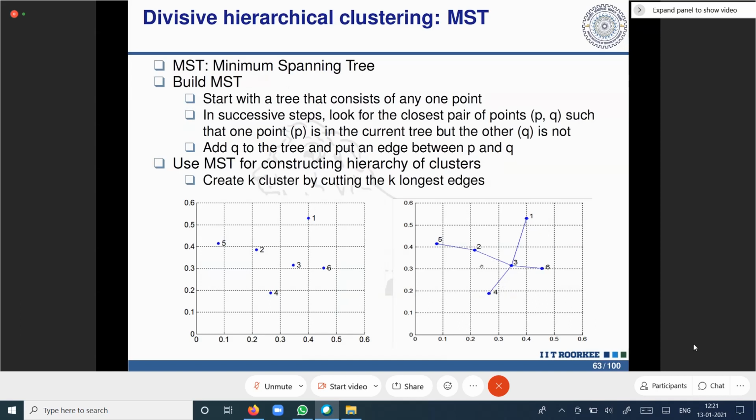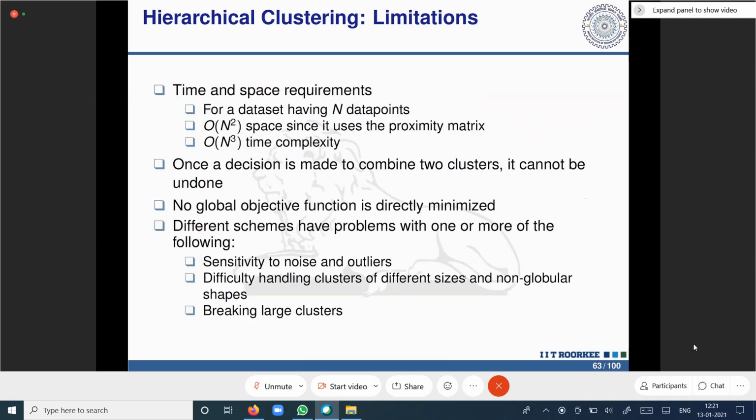And based on this, once we have this, we can cut the longest edges to get the clusters. So this is what divisive is, because it generates one full cluster of all these states, and then we want to cut the longest edges one by one to generate smaller and smaller clusters.